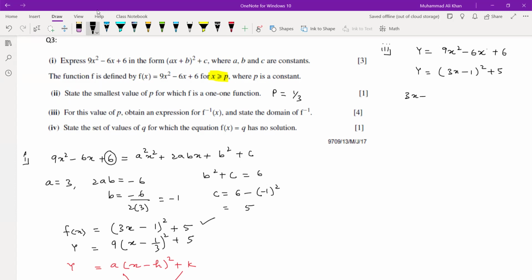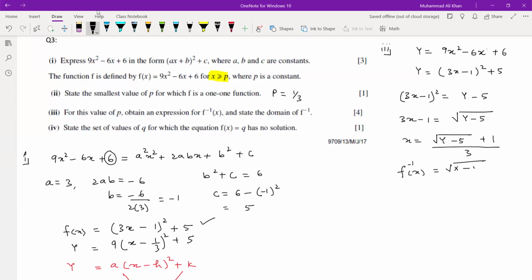So (3x - 1) whole square equals y - 5, and 3x - 1 equals under root y - 5, and x equals under root (y - 5) plus 1, divided by 3. x बन गया subject. हम कह सकते हैं f inverse of x is equals to (under root x - 5 plus 1) divided by 3. This is the inverse of the function. And after that, state the domain of f inverse.